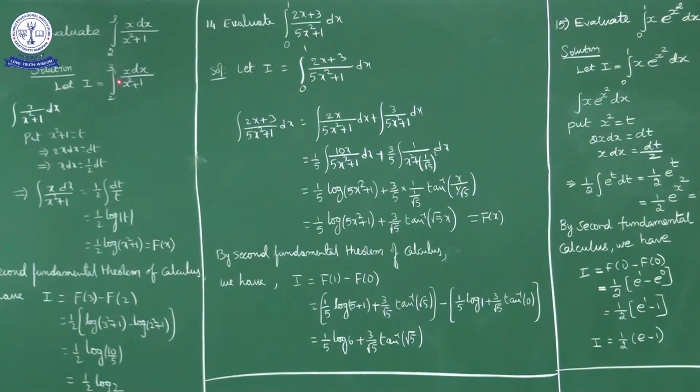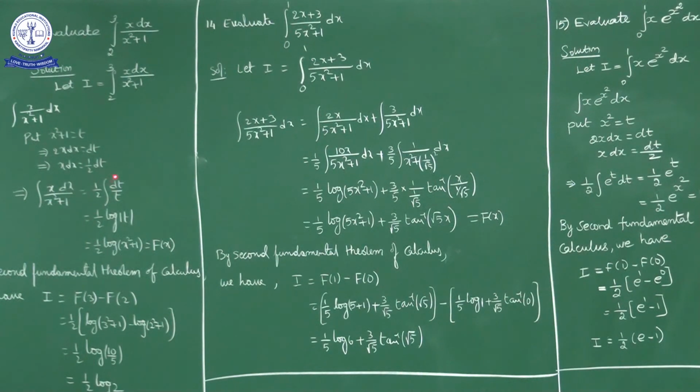Okay, first of all I'll calculate the antiderivative of x upon x square plus 1, that is the indefinite integral of x upon x square plus 1 dx. Here I'll consider x square plus 1 as t. Now its derivative is what? The derivative of x square is 2x, so 2x dx is equal to dt. So x dx is equal to 1 by 2 dt. So this reduces to the integral of x upon x square plus 1 dx is equal to half dt upon x square plus 1, which is t.